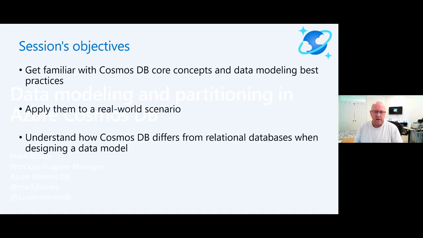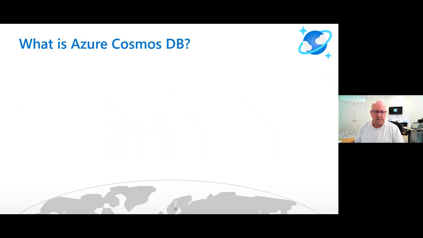In today's session, we want to cover about 3 major things here. First, I want you to get familiar with Cosmos DB core concepts, if you're not familiar with them, and understand data modeling best practices. We're going to apply them to a near real-world scenario. We're going to take the AdventureWorks 2017 database, and we're going to model that in Cosmos DB. And hopefully along the way, you're going to understand how Cosmos DB is different than relational databases, why it is designed the way it is, and how it works. And we'll use that evolution of our data model to help get you there and teach these concepts.